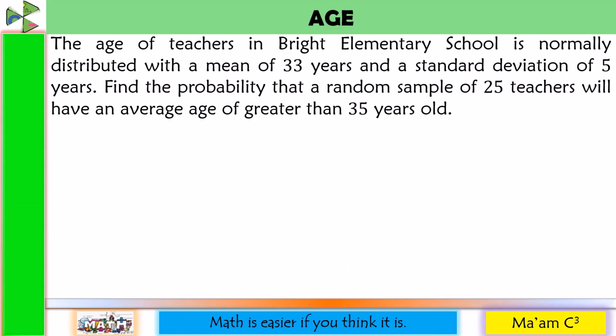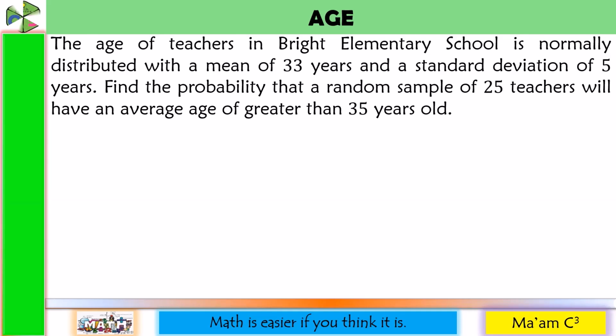The age of teachers in Bright Elementary School is normally distributed with a mean of 33 years and a standard deviation of 5 years. Find the probability that a random sample of 25 teachers will have an average age of greater than 35 years old.